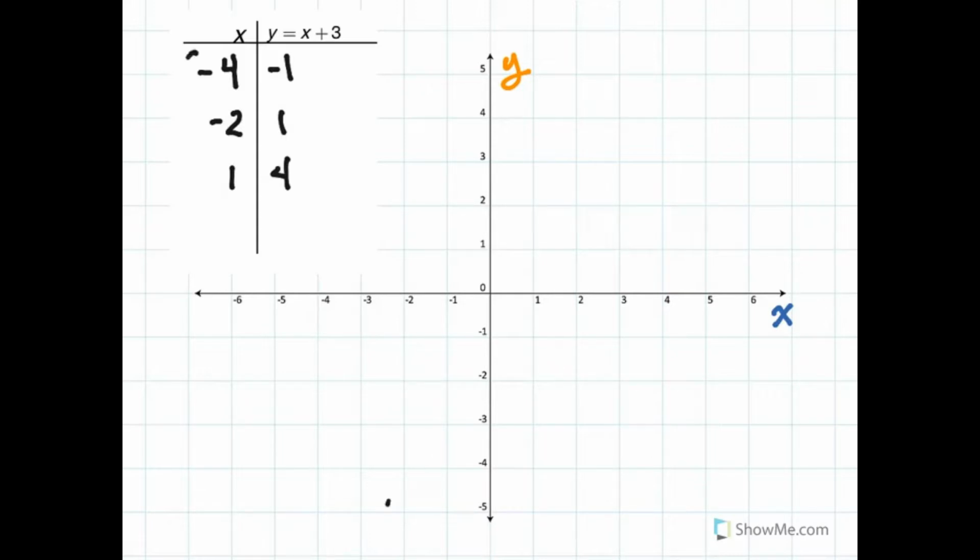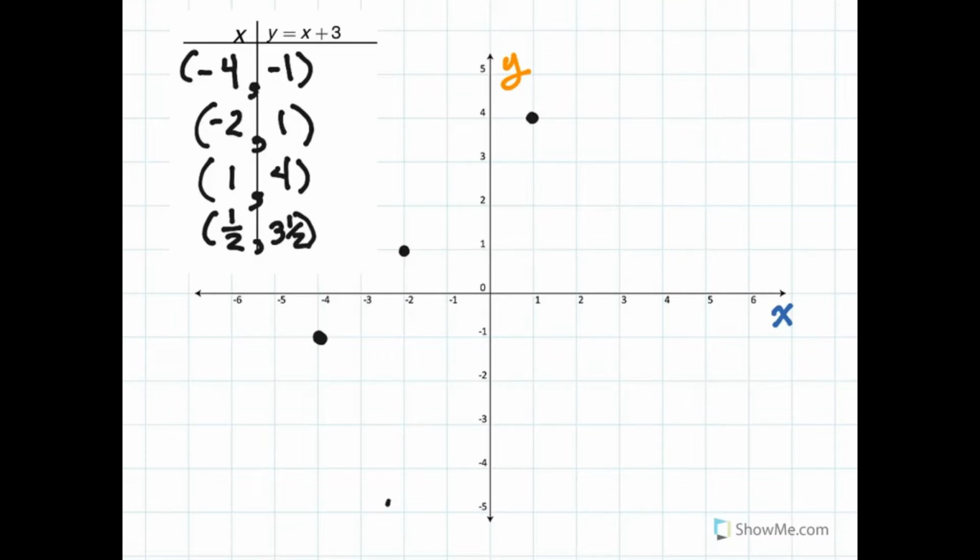When I make a table like this, I have an x-coordinate and a y-coordinate, and I can graph those points that I've found. The points that I've found are not all the possible solutions. I've just found a few. (-4, -1) is one possible solution. (-2, 1) is another solution. And (1, 4) is yet another solution. There are fractions on the number line, so what if x is 1/2? Well, y must be 3 more than 1/2, or 3 1/2. So I have another point right there.